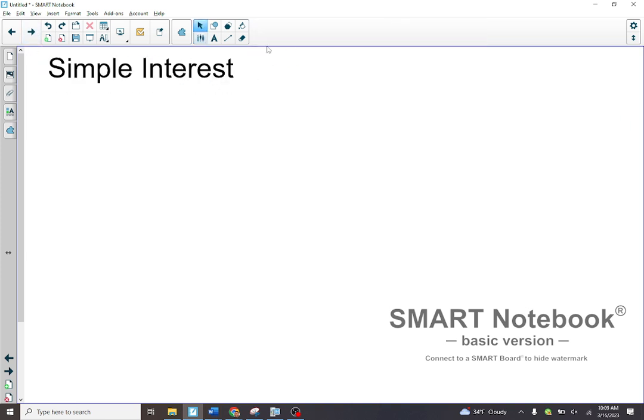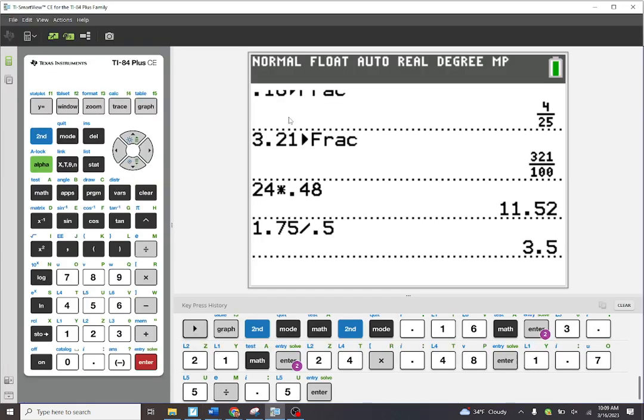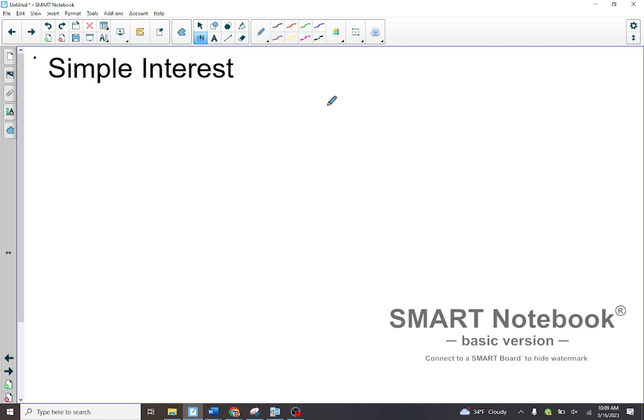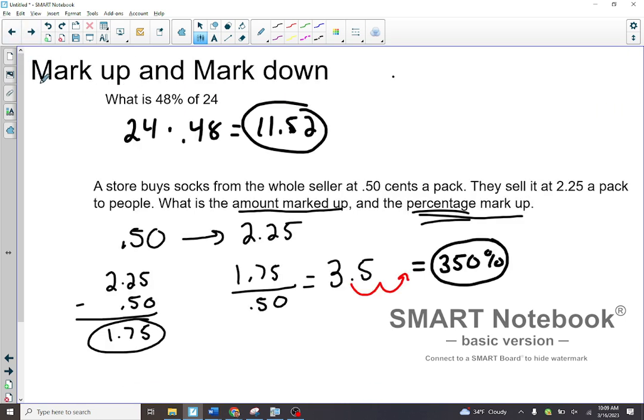Next one, simple interest. That's stocks. Simple interest. The formula for simple interest. Wait, that was, we didn't do, wait, what about markdown? Oh, markdown is just the opposite. So if I said, can you give us one?